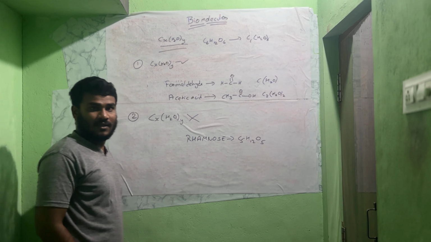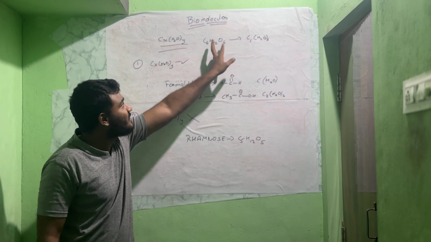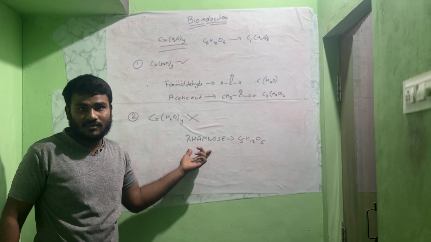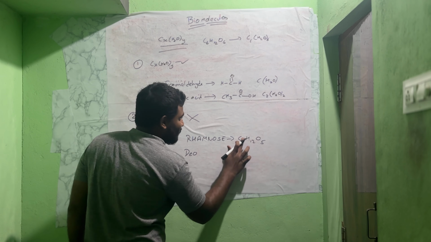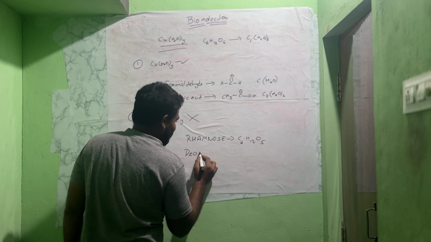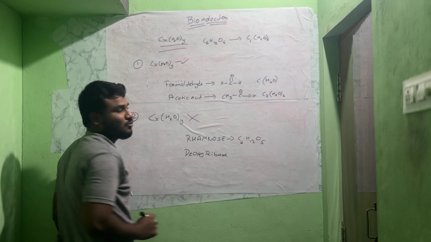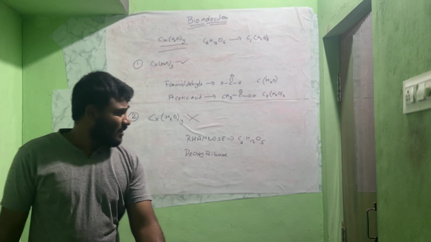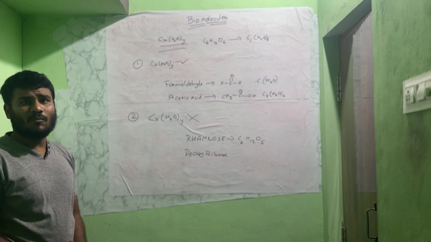C5H12O5. If you see here, it is not satisfying this general formula CxH2OY, but these are behaving as carbohydrates. And another one is deoxyribose. These two compounds are satisfying this carbohydrate general formula, but they don't behave as a carbohydrate.